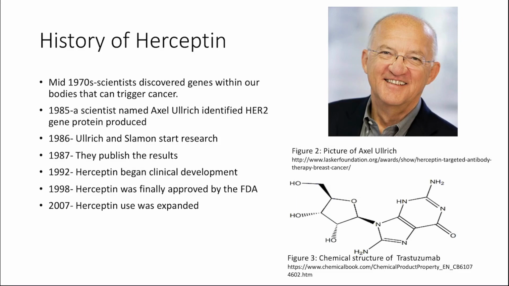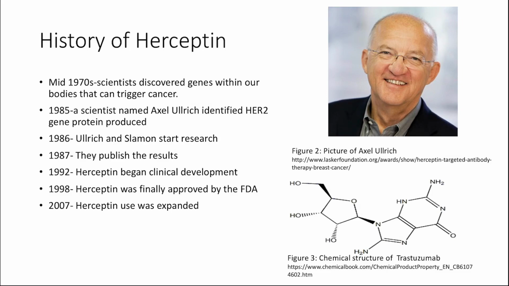So here's some history of the Herceptin. In the mid 1970s, scientists discovered genes within our own bodies that can trigger cancer. In 1985, a scientist named Axel Ulrich identified the HER2 protein that was produced, and there's a picture of him in figure 2. That is Axel Ulrich.